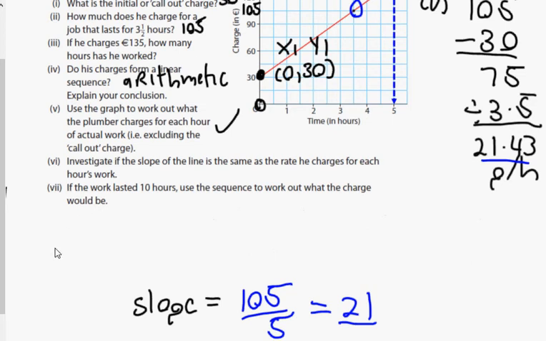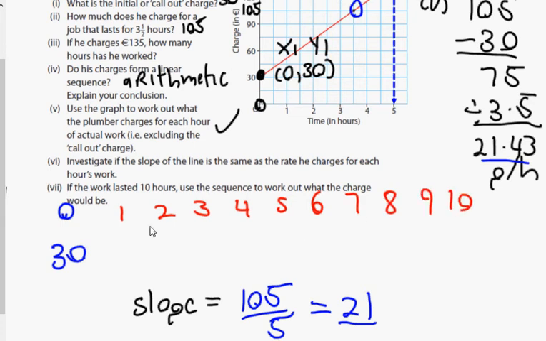If the sequence starts off at 30, and that's for no hours of work, we have to figure out what 10 hours of work will be. Okay, keep adding on 21 each time. What's 1 hour of work? Anybody? 51. What's 2 hours of work? Next one. 93, isn't it? 72, 93. One after that. 114. One after that.